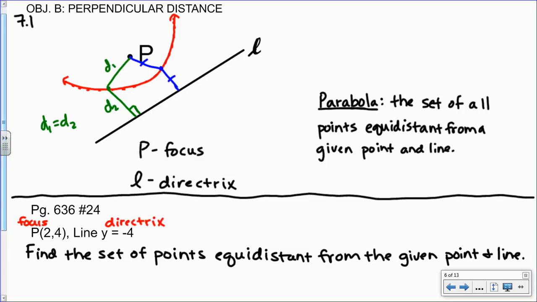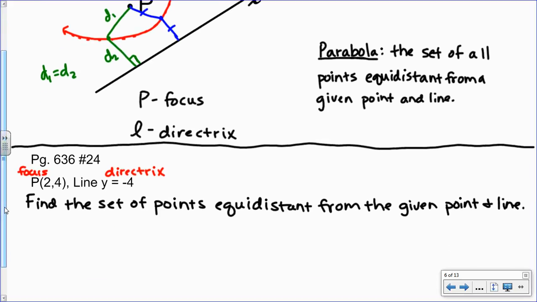Okay, so when it asks me to find the set of points, then that's asking me to find the equation of the parabola. So you want to find the parabola that's equidistant from that point and line. So we need to sketch this. We need to have a sketch to kind of help us figure out what I need to do. I need to remember that every point on the parabola is equidistant from my focus and directrix. So that's what I'm going to use to help me find this equation.